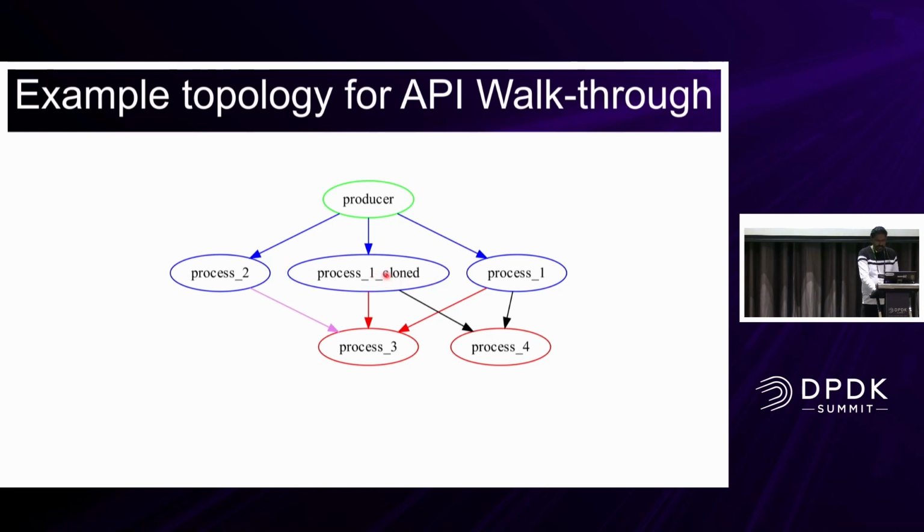So the blue ones are the downstream nodes of a producer, and process 1 is connected to process 3 and process 4. And process 1 underscore cloned is a clone of process 1. Because of that, it has the same attributes. And process 2 is just connecting to process 3. So there is nothing magic about this. I just put some diagram to explain how this works.